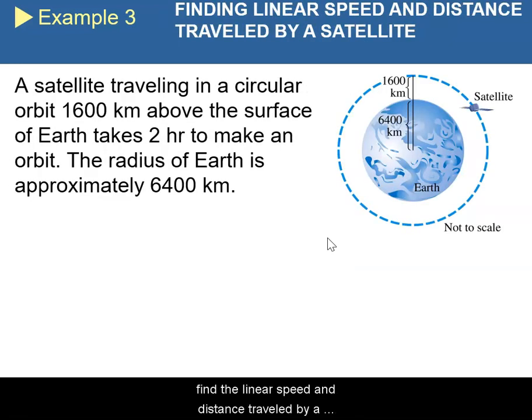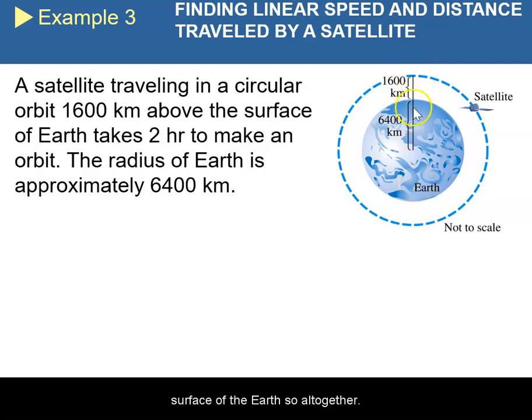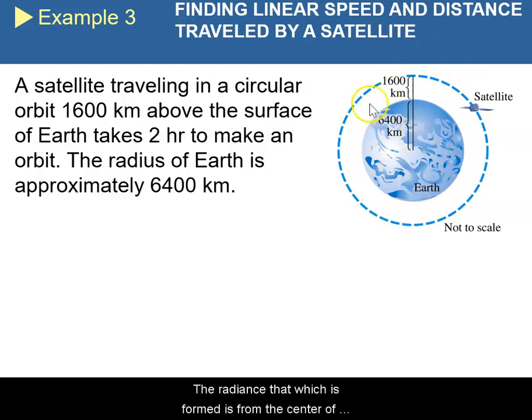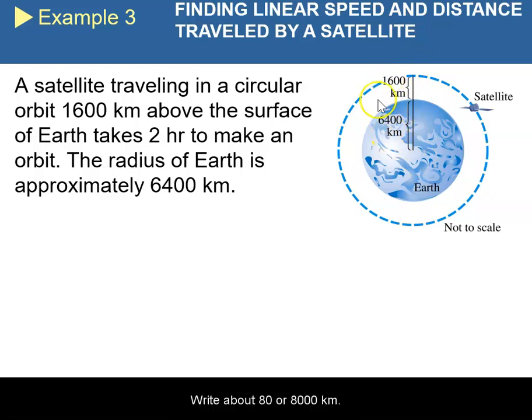So, example 3. We're going to find the linear speed and distance traveled by a satellite. We want to know how fast it is moving around, and also the distance. From other problems, we've seen that the radius of the Earth is around 6,400 kilometers. Let's assume that this satellite is about 1,600 kilometers above the surface of the Earth. So altogether, the radius formed from the center of the Earth to the satellite's orbit is the combination of 1,600 and 6,400, which is about 8,000 kilometers.